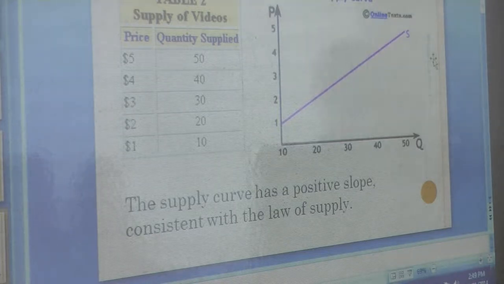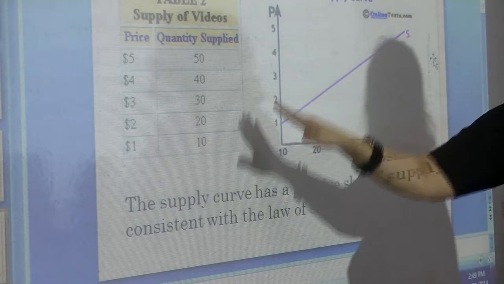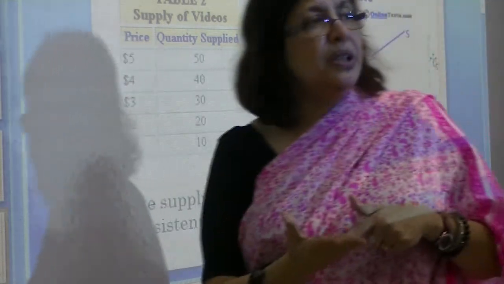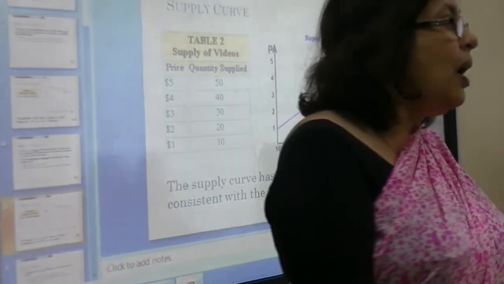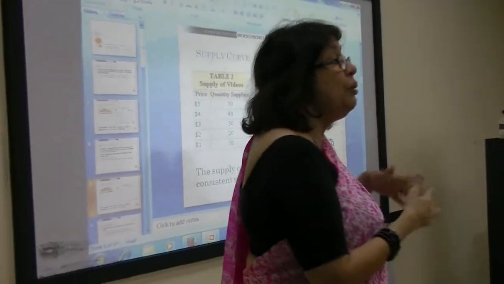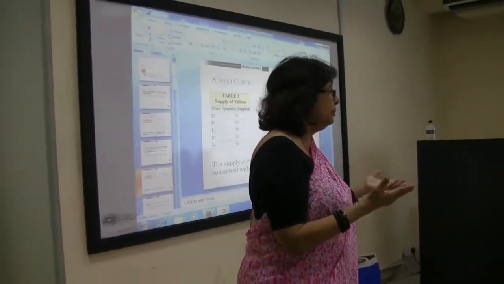Now, it did not say supply of what. For videos, actually, you can measure any item whatsoever you want. You can say supply of books, supply of housing, supply of cars, not just videos. You can also say supply of labor.